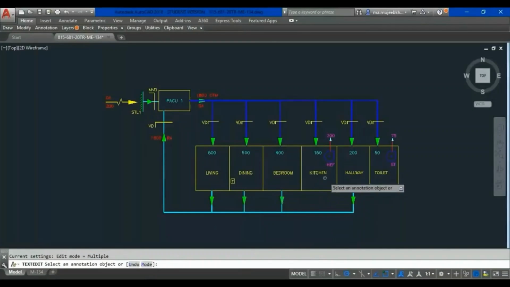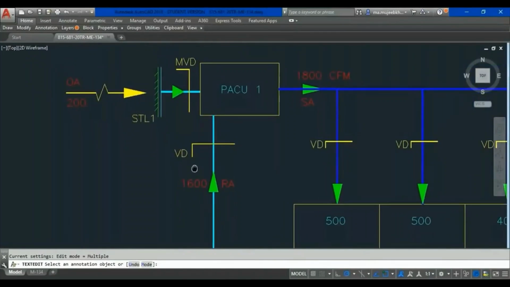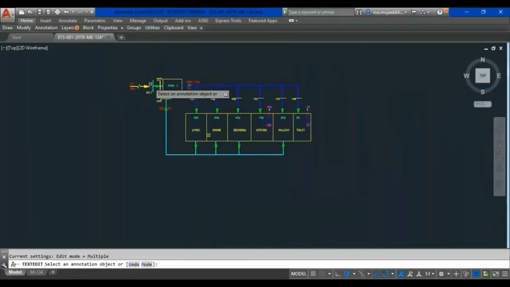Each and every zone will be having its supply air, and each and every zone will be having its return air going back to the packaged air unit. Now if you can see, the return air is 1600 and the supply air is 1800, whereas the fresh air has to be introduced to the system to compensate for the exhaust which is being exhausted from the exhaust zones, which I'll show you now.